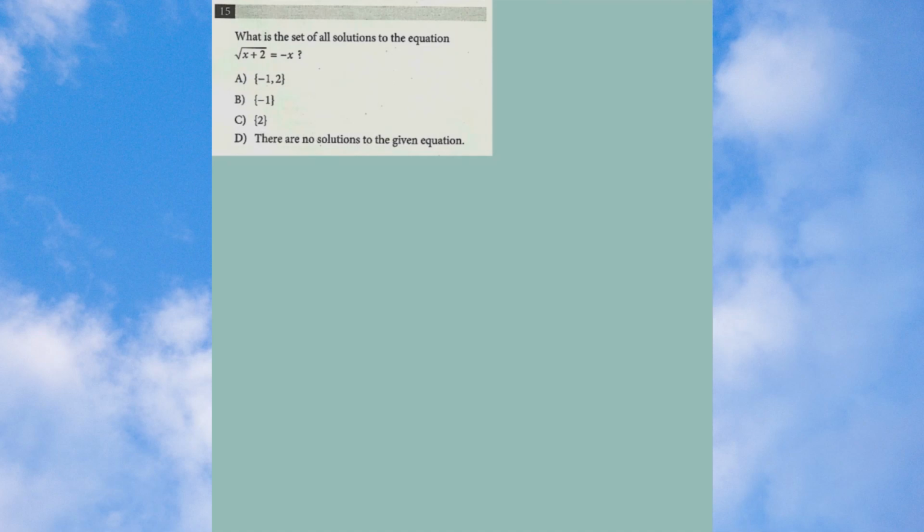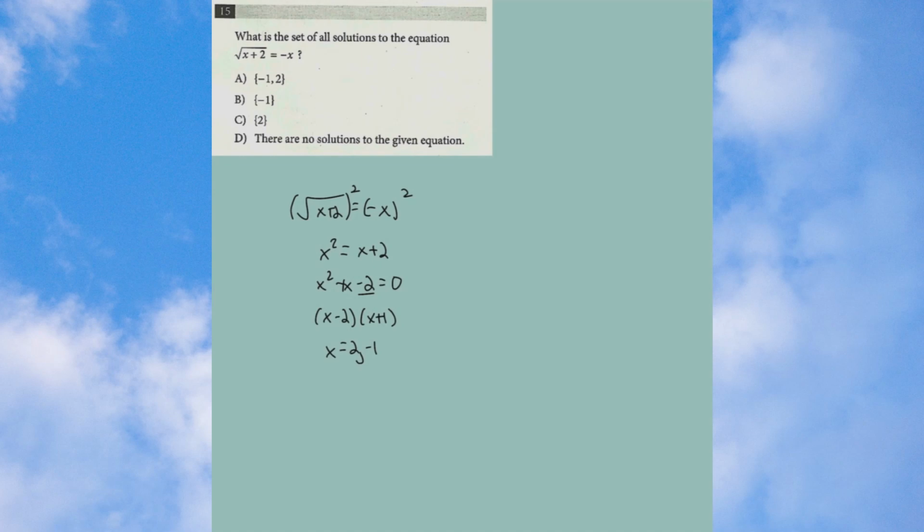Question 15. What is the set of all solutions to the equation square root of x plus 2 is equal to negative x? We know we want to square both sides. We have x plus 2 is equal to x squared. Then we subtract the x and 2 over, and now we can solve for x. We have (x minus 2)(x plus 1). We know this because negative 2 times 1 is negative 2, which is the c value that we want, and then negative 2 plus 1 is negative 1, which is the value in front of the x. So x is equal to 2, negative 1.